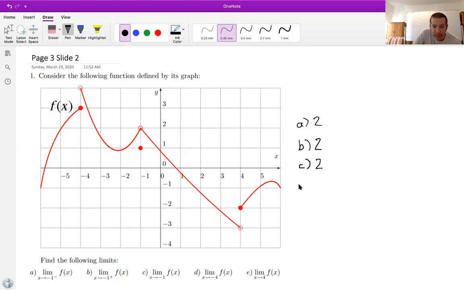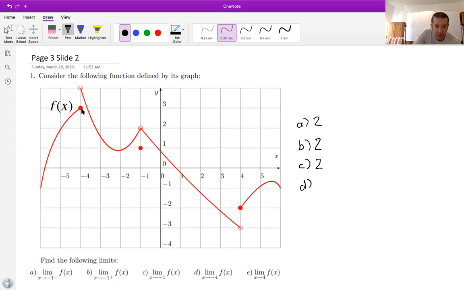So now D says the limit as x approaches -4. -4 is here. And there's a jump at -4, which means without doing a ton of work, I can just say right away the limit doesn't exist. When the function jumps like that, the limit's not going to exist.